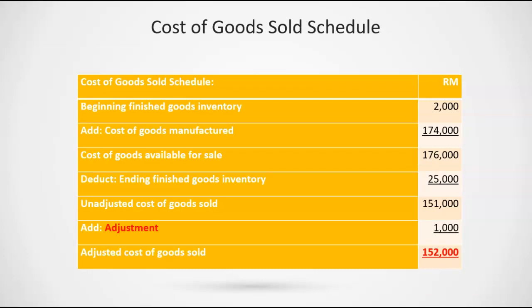The next schedule that you need to understand and also be able to prepare is the cost of goods sold schedule. You have your finished goods inventory beginning plus cost of goods manufactured, and then you have your cost of goods available for sale. You deduct your ending finished goods inventory and you add the adjustment. So you have the adjusted cost of goods sold. For both schedules, do take note of the format and also the items in both schedules.